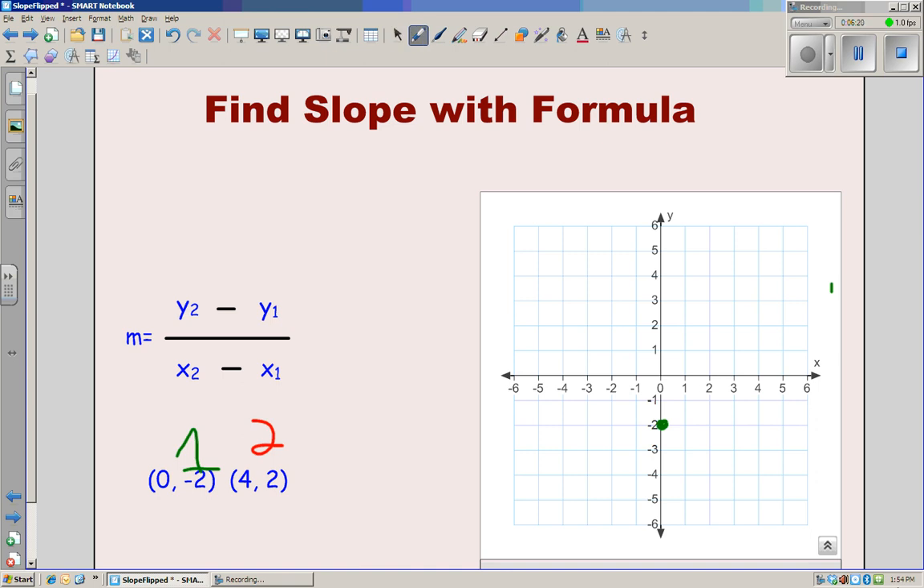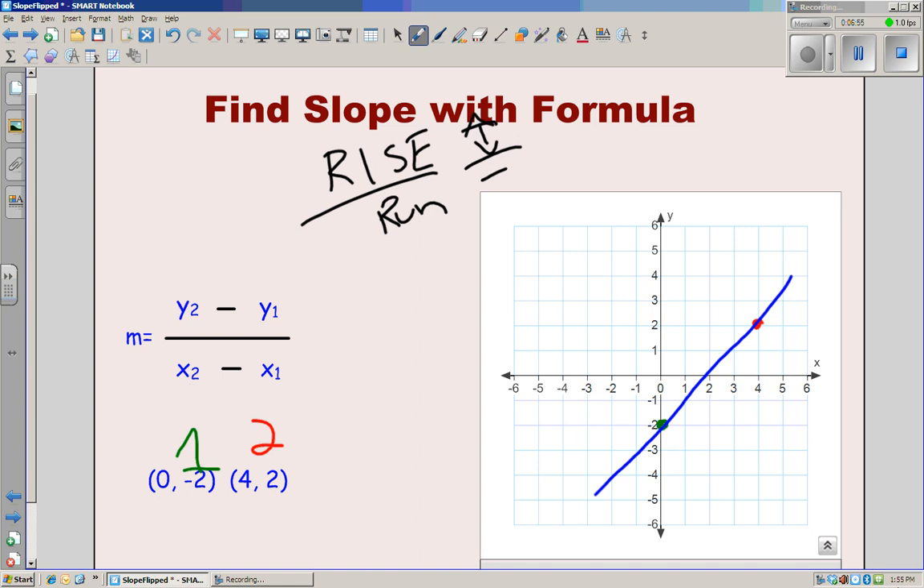My second ordered pair is 4, 2, so go over 4 and up 2. There is my second ordered pair. In order to find slope, we first start by putting in my line. There's my line that goes through the 2 points. It's a linear line, meaning it goes straight. The important thing to remember with slope is that slope is rise over run, or up and down over left and right.